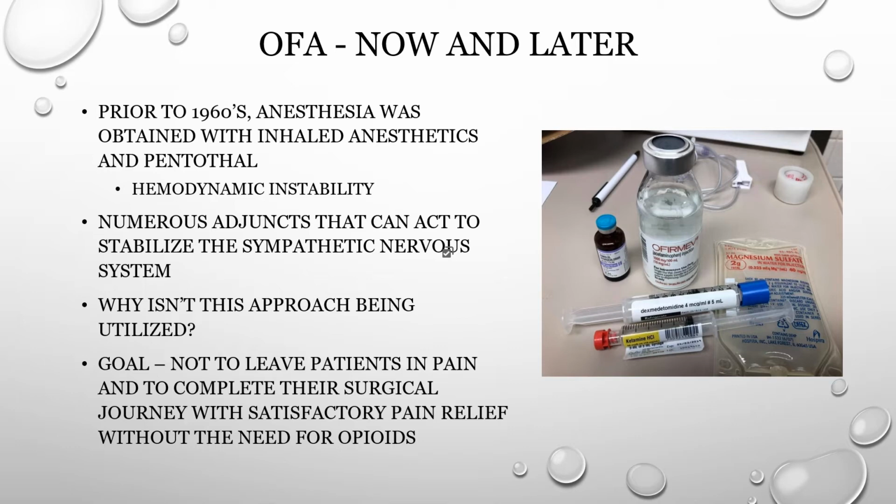Now there are drugs which can act to stabilize the sympathetic nervous system, including alpha-2 agonists such as clonidine and dexmedetomidine, local anesthetics given intravenously like lidocaine, magnesium, and numerous other agents. Given alone, almost all of them will reduce the intraoperative opioid use when given in sufficiently high doses, which may result in prolonged sedation. If, however, these are given together in a multimodal approach, it may be possible to avoid all intraoperative opioids and avoid excess sedation.